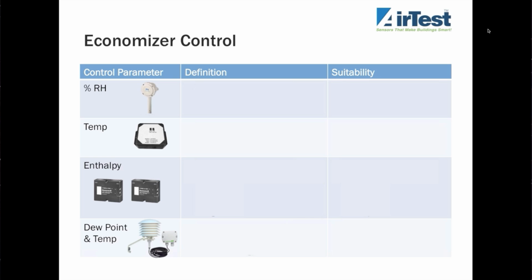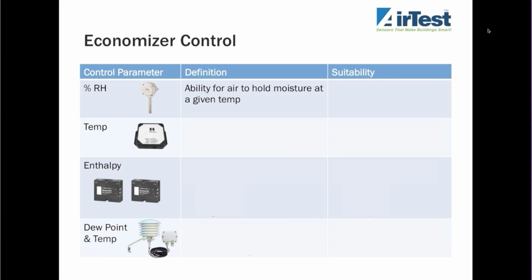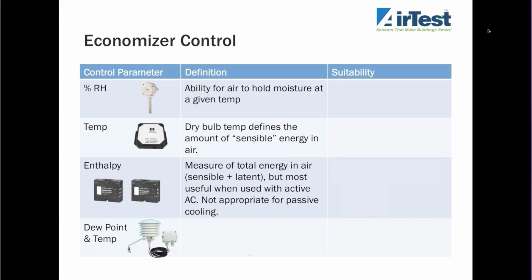Now, for economizer control, percent RH, which I haven't talked about, is really the ability for air to hold moisture at a different temperature. One of the problems with using RH as a control is that for every degree in temperature that you have a change, it actually affects the relative humidity of the air by 2%. So if you try and measure with RH, it's always a moving target depending on what the temperature is. Often temperature is used, and dry bulb temperature is the amount of sensible energy in the air. That's the technical term for it. And then enthalpy is the measure of both the sensible energy, dry bulb temperature, and latent, which is the energy that holds moisture in the air.